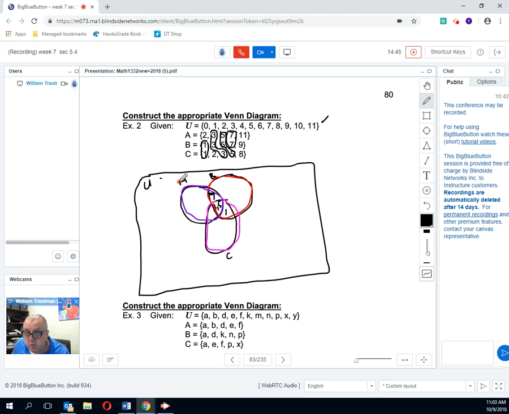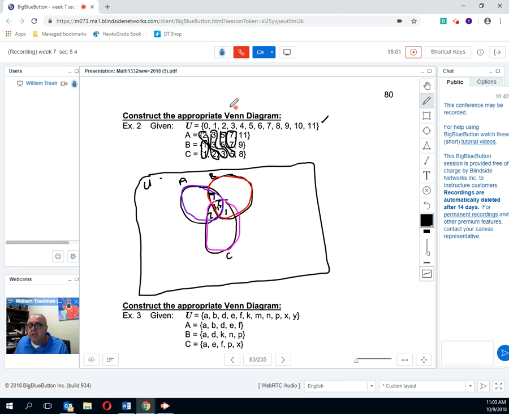And we have one more. What's in common with A and C? A and C has a 2 in common. And that's it. A and C have the number 2 in common.